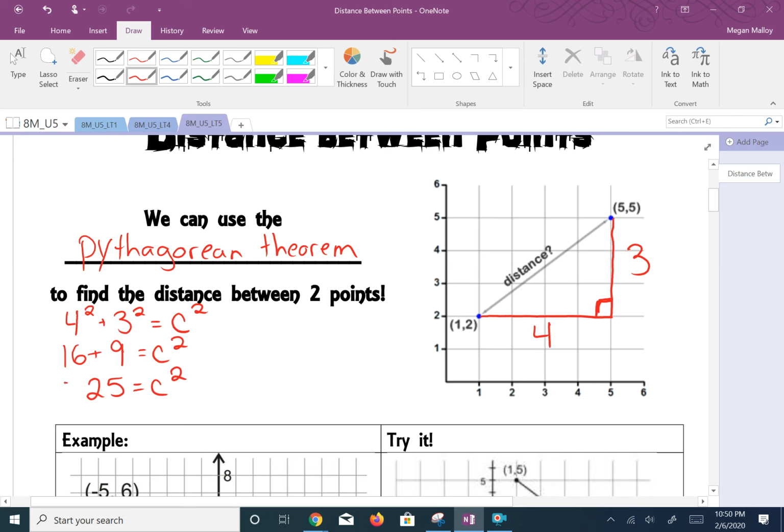And then we need to take the square root of both sides. So that lets me know that my distance between my 2 points, my hypotenuse, my c, is equal to the square root of 25, which is 5. So the distance between (1, 2) and (5, 5) is 5 units.